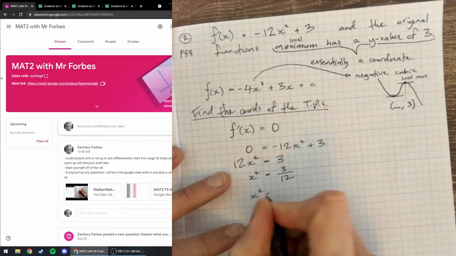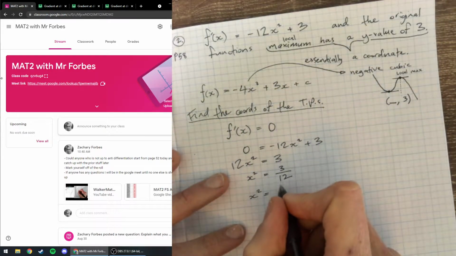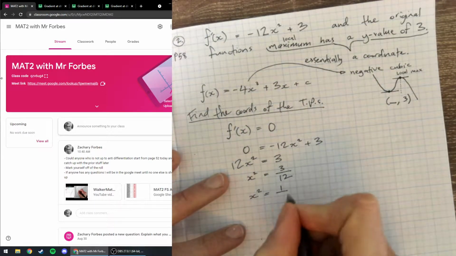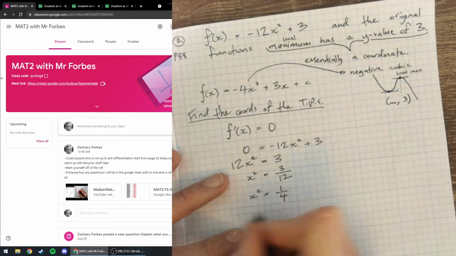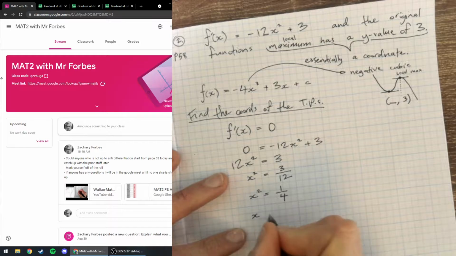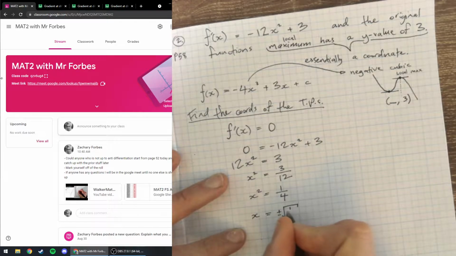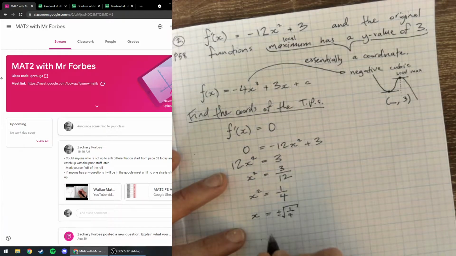X squared equals 3 over 12. What is that? 1 over 4? Okay, so now what we do is we take the square root of both sides. X equals plus or minus square root of 1 over 4. Luckily, I know how to do this. We just do the square root of the top and the square root of the bottom.